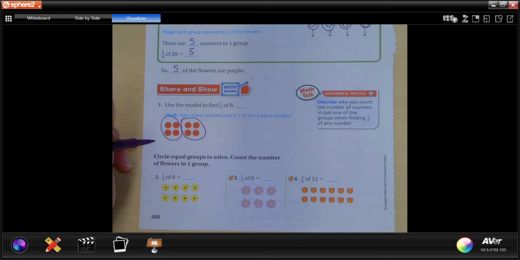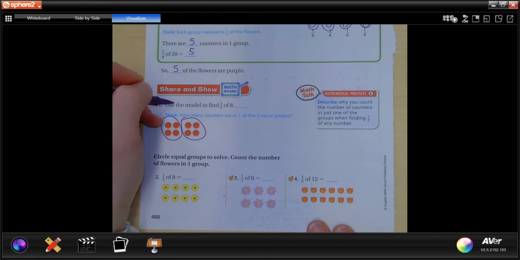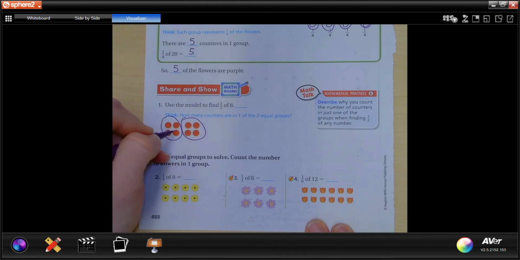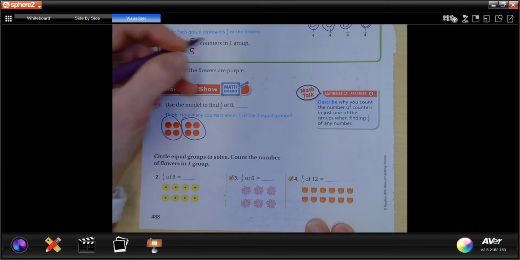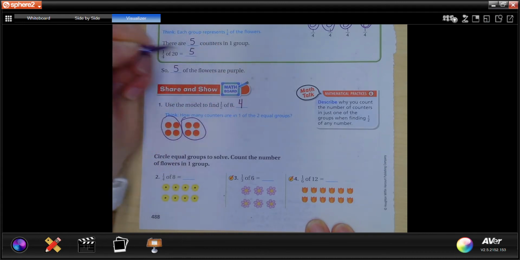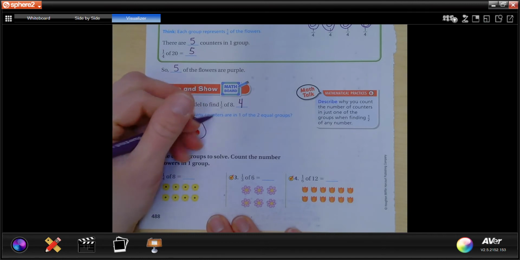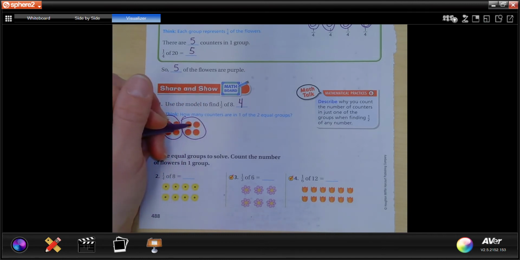All right. So, we want to use the model to find half of 8. So, 1 group is half of 8 because it's split into two groups. 1, 2, 3, 4. So there are 4 in one group, which is half of the total, which is 8.